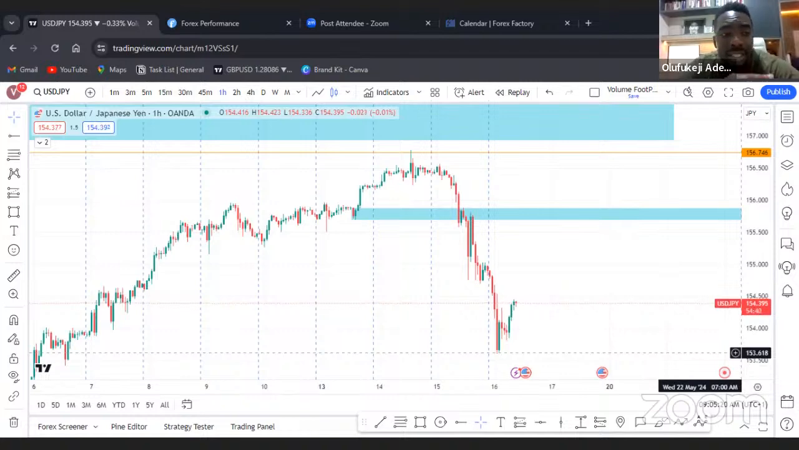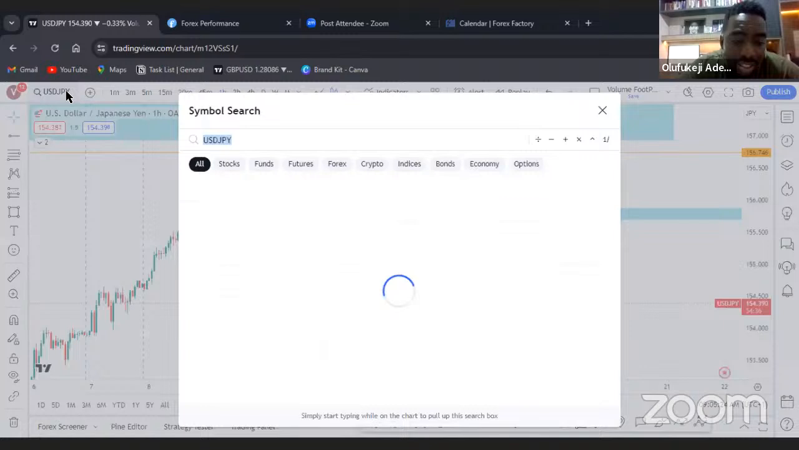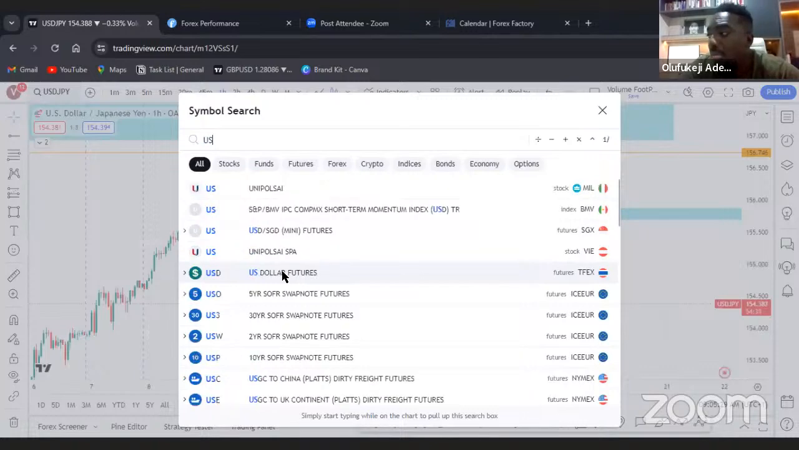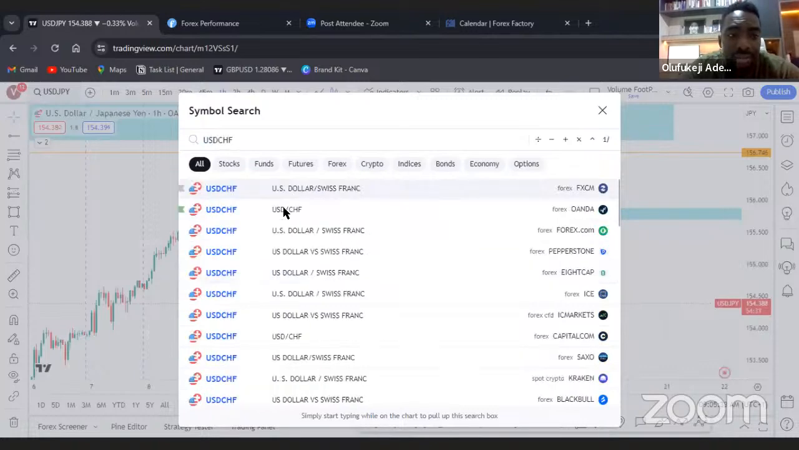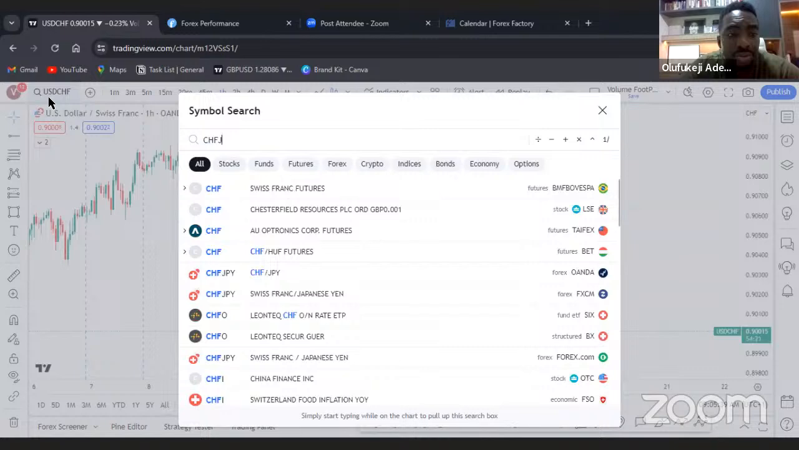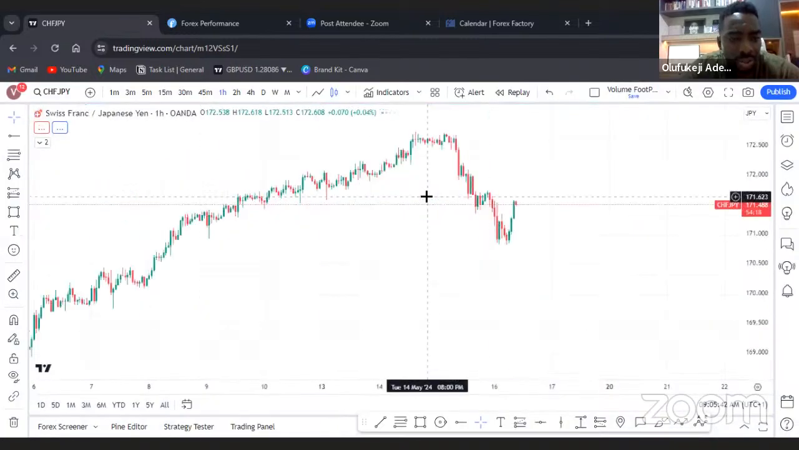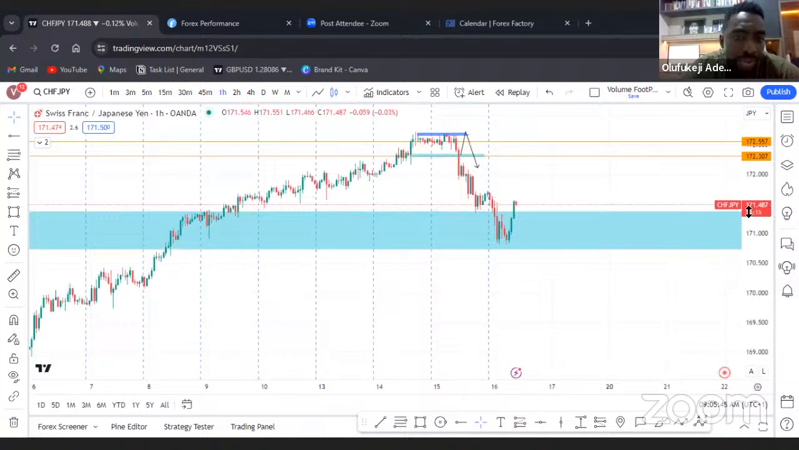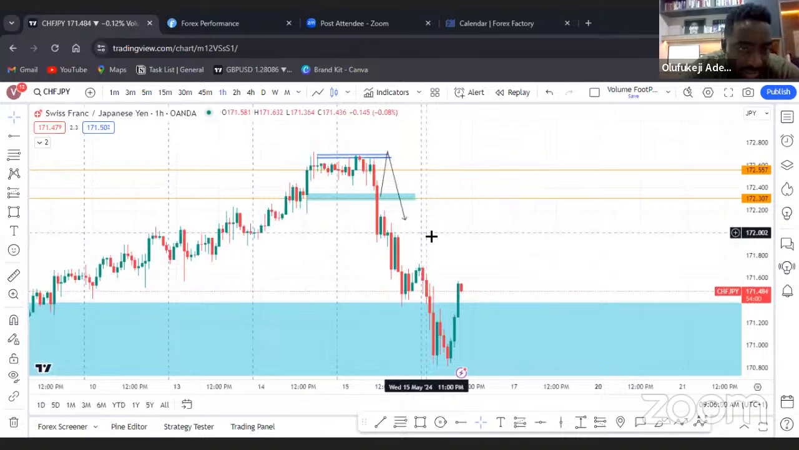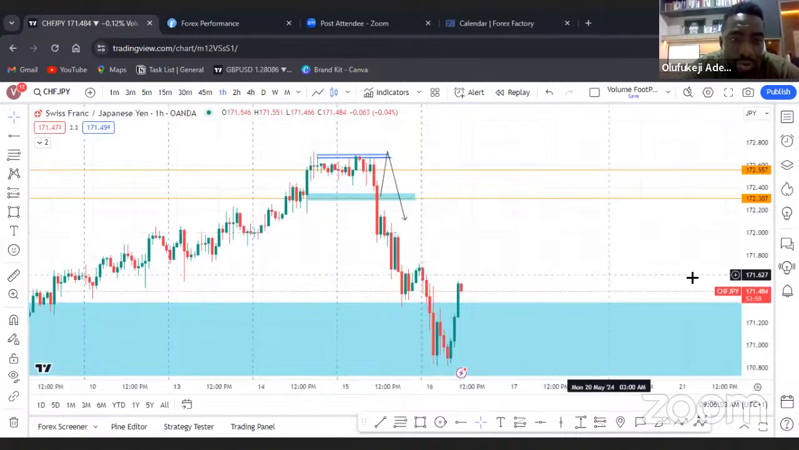Then the one we analyzed, CHF JPY, we said we're expecting CHF JPY to sell off. If you can remember that analysis, we're expecting it to sell off. And we also did that markup. As you can see, the markup is still there. I was of the impression that price would go all the way up, tap into those levels before coming down. It didn't. It left a fair value gap instead, broke through and came down.